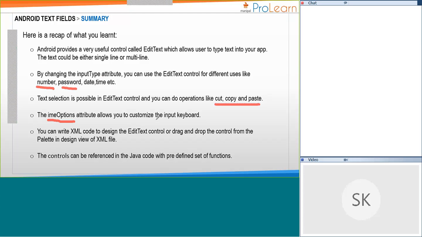You can use the IME options attribute to customize the input keyboard, like whether you want action send, action search, action previous, all those things. You can write your XML code to design the EditText control, or else you can use the drag and drop feature, which I explained to you. Either you do a drag and drop or manually write the code. The controls can be referenced in the Java code with the predefined set of functions.